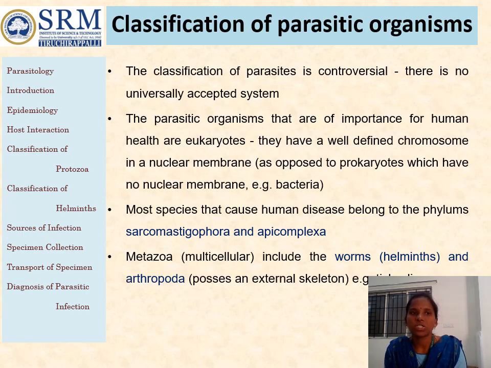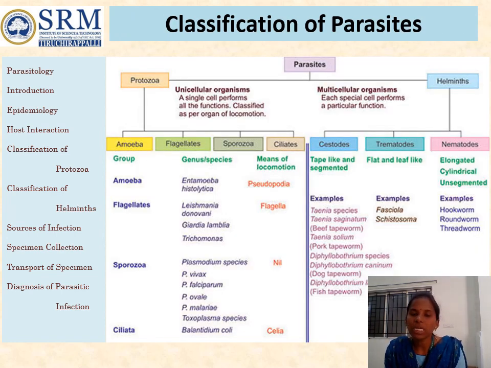Next one is classification. So we know about the epidemiology and host interaction. After that, we learn about the classification of parasites, how they are classified into separate forms. Classification of parasites is a controversial topic. There is no universally accepted system. Most species that cause human disease belong to the phyla Sarcomastigophora, Apicomplexa, and the metazoan worms, and the arthropods. Based on these descriptions, we classify the parasites into two forms.